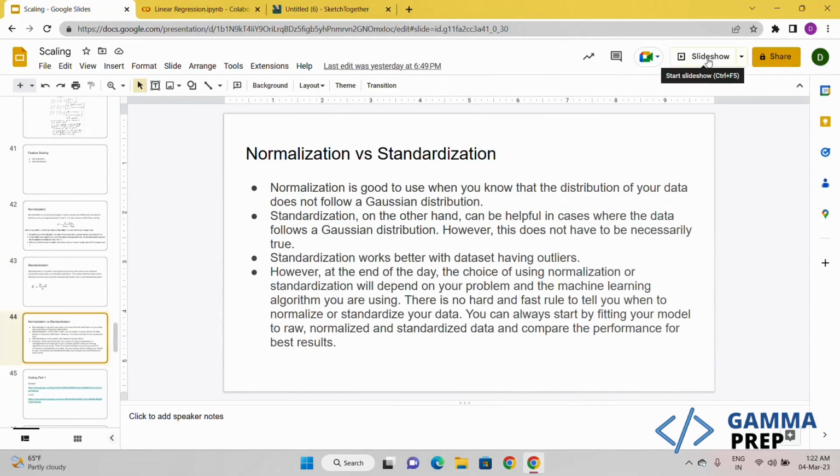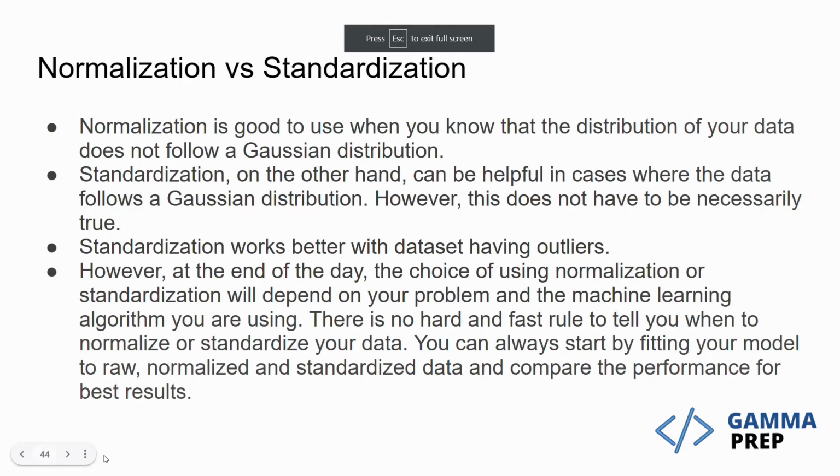So let's read through this. Normalization is good to use when you know that the distribution of your data does not follow a Gaussian distribution. Gaussian is basically normal distribution. And standardization, on the other hand, can be helpful when you know that your data follows normal distribution. However, this is just a suggestion. It's not necessarily true. Standardization would work when we have outliers because normalization is affected by outliers.